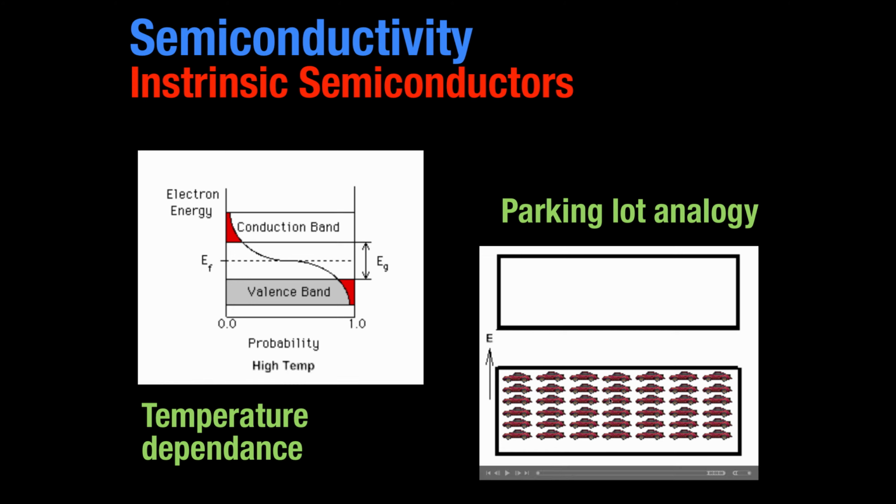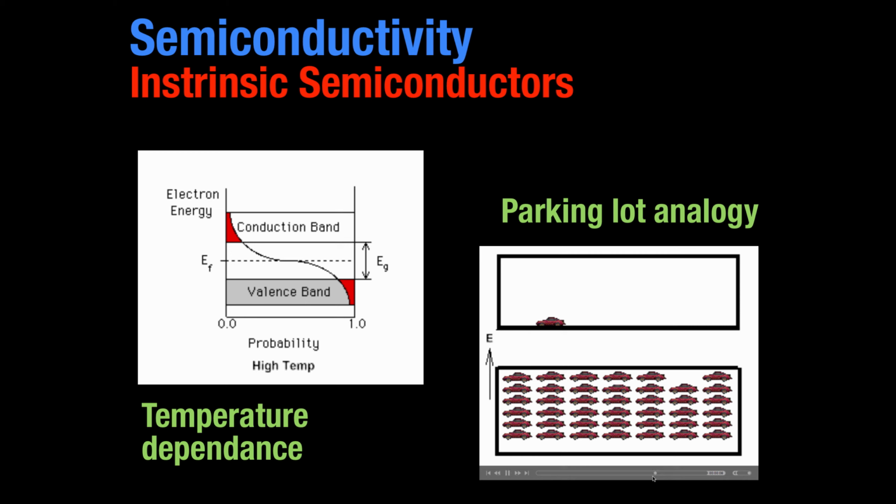How's that work with our parking lot analogy? So here we are at absolute zero. All the cars are stuck in this bottom layer. As you start to increase the temperature, at some temperature, you start to promote a car up. And once it's up there, it can start driving around up there.